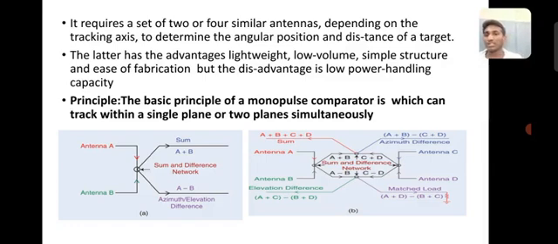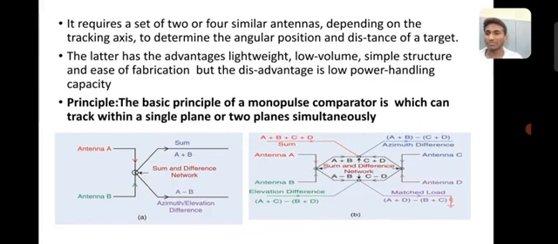The principle under which the monopulse comparator works is that it can track within a single plane or 2 planes simultaneously. Here you can see the diagrams of the sum and difference for the single plane monopulse comparator and the double plane monopulse comparator. In the first diagram, it has 2 antennas which give the sum of the information from the 2 antennas. Also we can take the difference of the information from the 2 antennas, where we use azimuthal or elevation difference.